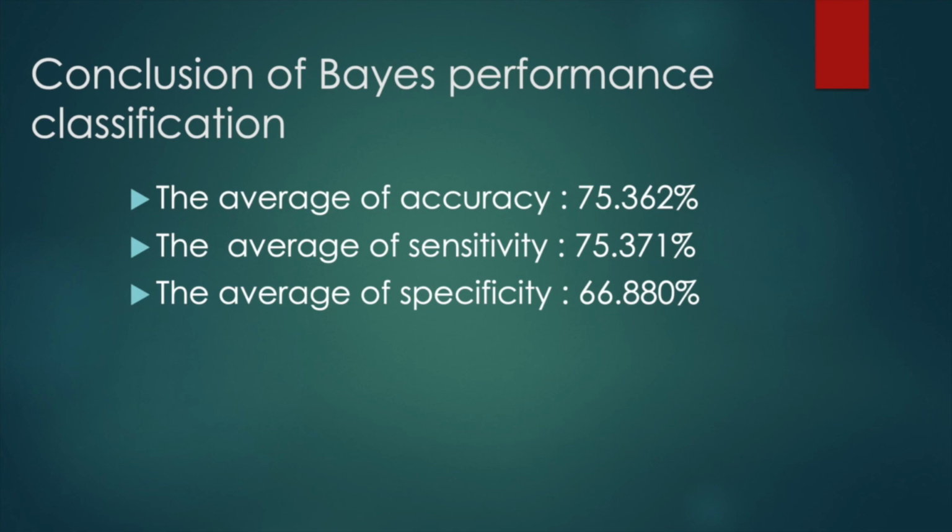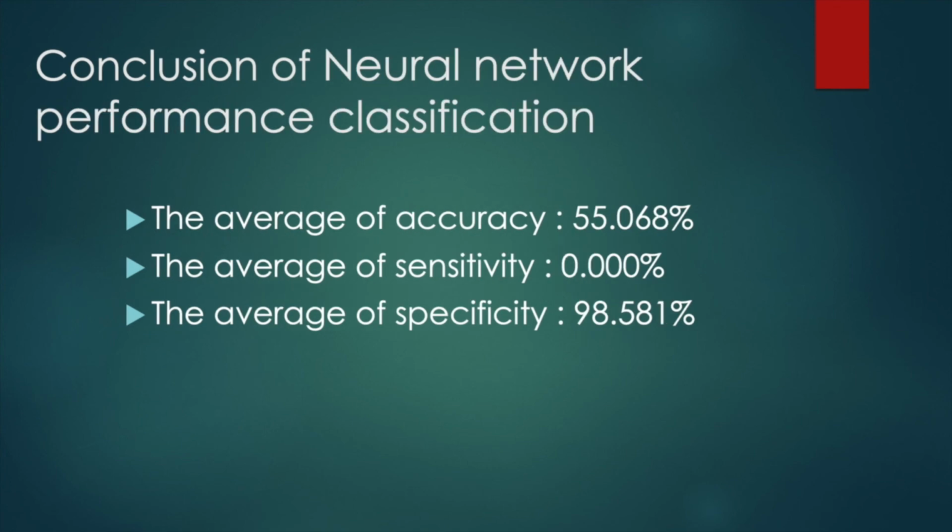The next one is the conclusion of Bayes performance classification. The average accuracy is 75.362%, the average sensitivity is 75.317%, and the last one, the average specificity, is 66.880%. The next one is the conclusion of neural network performance classification. For the average accuracy we got 55.068%, the average sensitivity we got 0%, and the average specificity we got 98.581%.